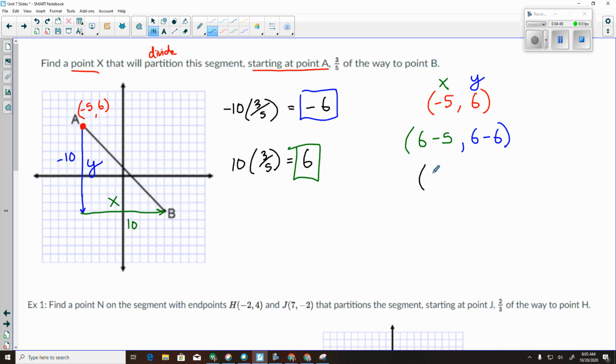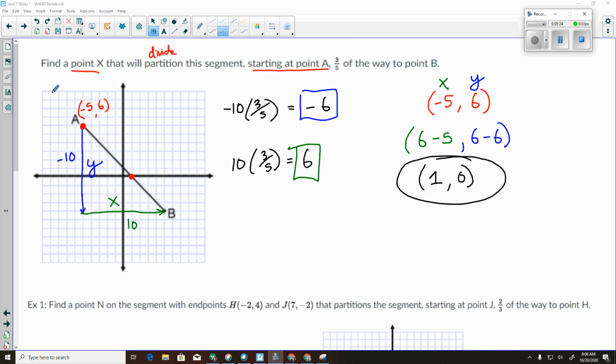So 6 minus 5, that is 1, and 6 minus 6, well, that's 0. So this particular coordinate point right there, that's where I would find that we are 3/5 of the way to point B, okay? So if I find that point 1, 0, which happens to be right there, this would be 3/5 of the way. If I was walking from A all the way to B, this would be 3/5 of the way from A to B.